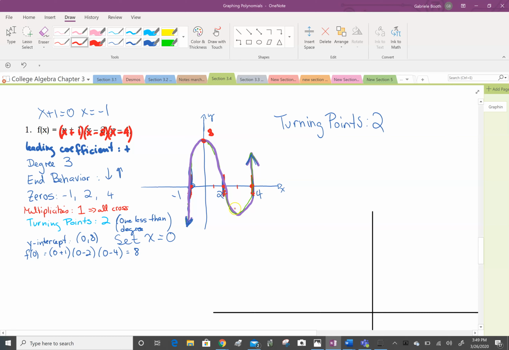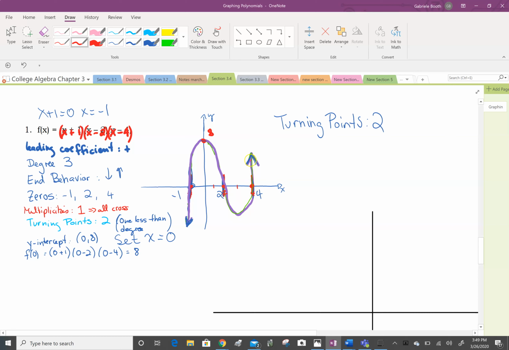Now how far down or up this turn is going, we don't know unless we were to plug in an x value of 3 to get the corresponding y value, and we can plot that point, but I don't want to do that right now, so I'm just sketching. Hook up with 4, go up, and there is my end behavior.